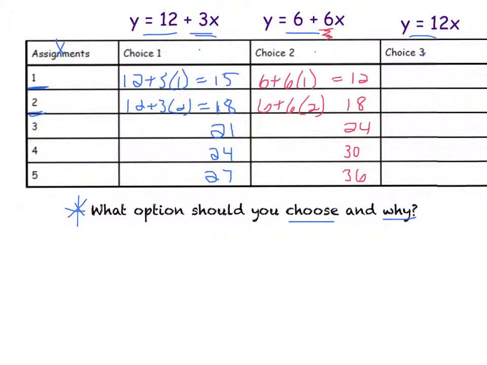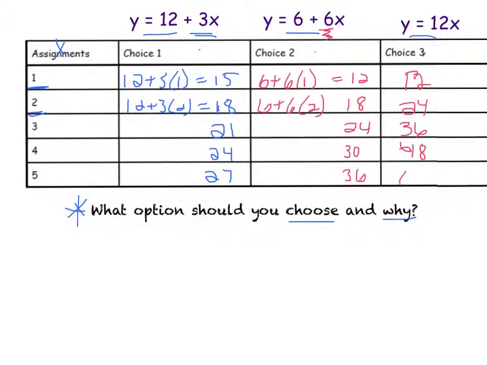And the last choice, we don't get any up front. So it's just 12 times 1 is 12. 12 times 2 is 24. 12 times 3 is 36. And again, we're going up 12 every time because that is our rate.